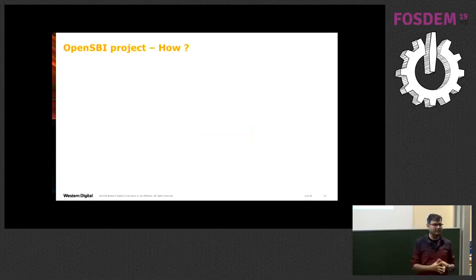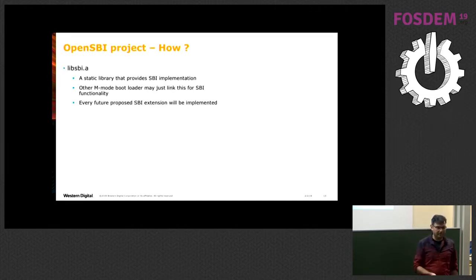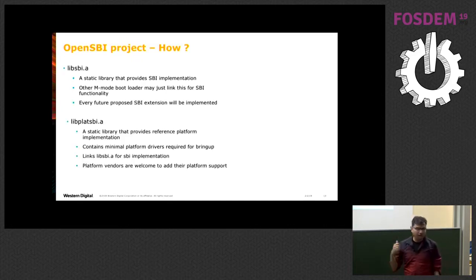So I said a lot of things about what OpenSBI does. So let's see how it does it, what exactly it builds, and how the objective is achieved using OpenSBI. First, it builds libsbi.a, which is just an SBI implementation. It's a static library, and it just implements the SBI. That's it. It doesn't have any other feature. So any M-mode bootloader can link this SBI implementation for their SBI feature. This prevents forking of the SBI implementation, varying degrees of SBI, different SBI implementations, and everybody coming up with their own. And as I said, we'll make sure that every future proposed SBI specification or extension will be implemented in libsbi.a.